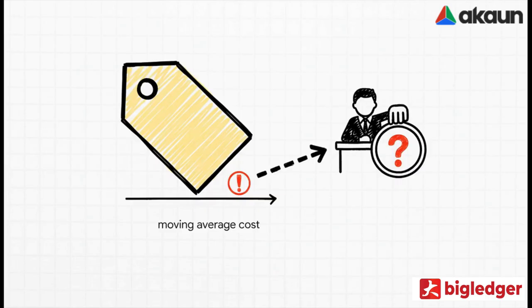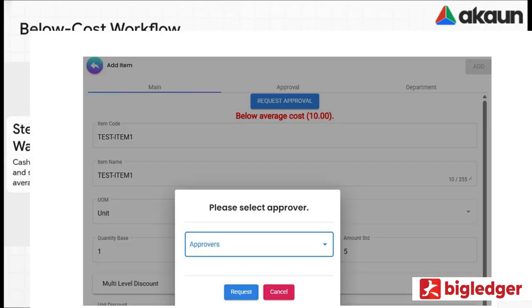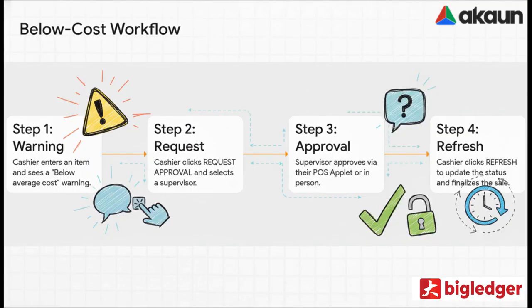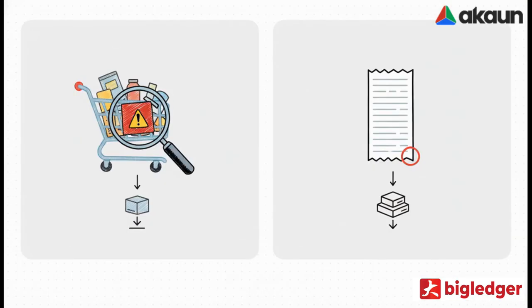All right, culprit number 1, pricing errors. This usually happens when a price is just too low. So here's the workflow. The cashier requests approval, and the key part, they have to hit refresh. And you can do this for just one item or for the entire bill. It all depends on your setup.